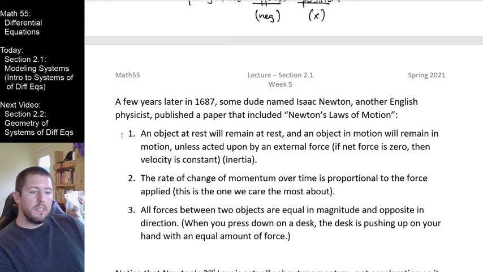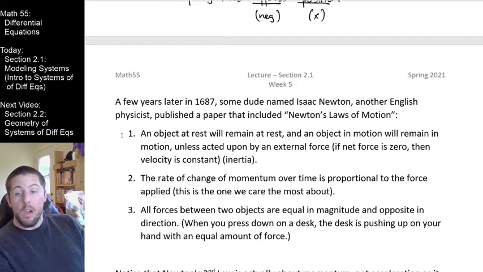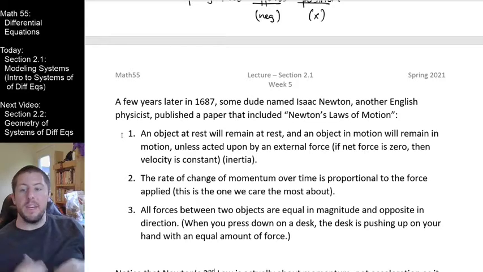Newton's third law is the one that says that all forces between 2 objects are equal in magnitude and opposite in direction. So that's saying things like, when you are pushing really hard on a wall, the wall is pushing back on you exactly equally as hard. The magnitude of the forces are exactly the same. The direction of the forces, you're pushing on the wall, the wall is pushing back on you with an exactly equal amount of force because there's no motion.